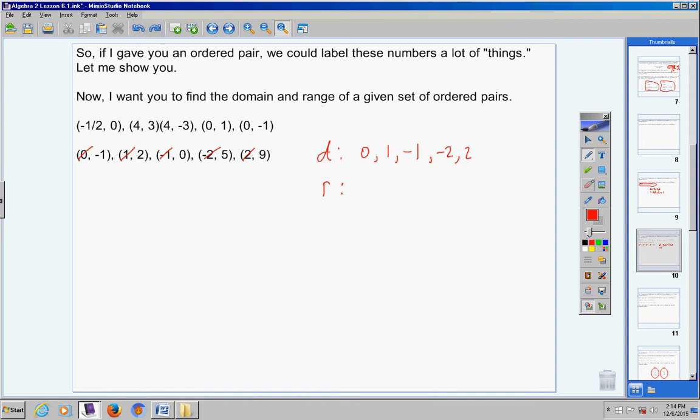Okay, so there's my domain. Alright, now let's list out the range. -1, 2, 0, 5, 9. And there are your y values or your range.